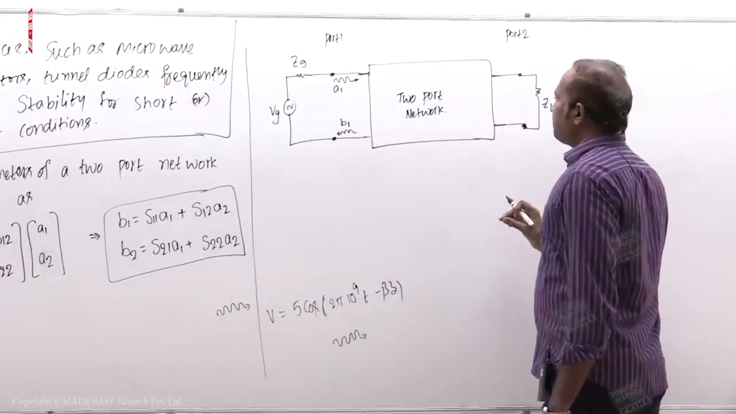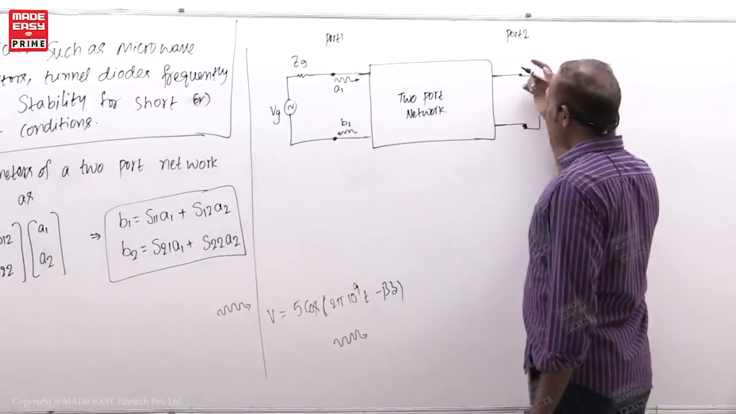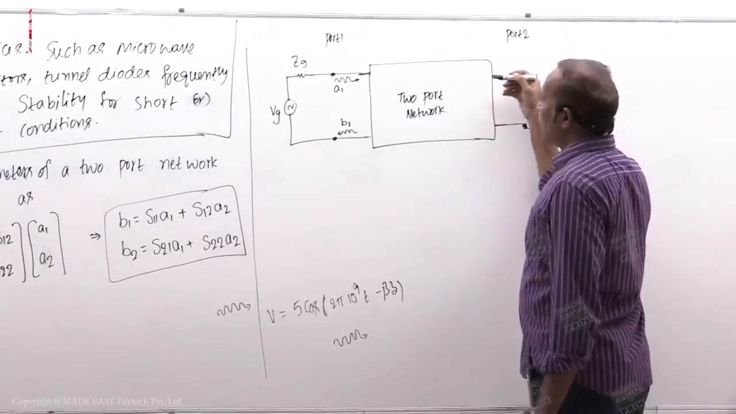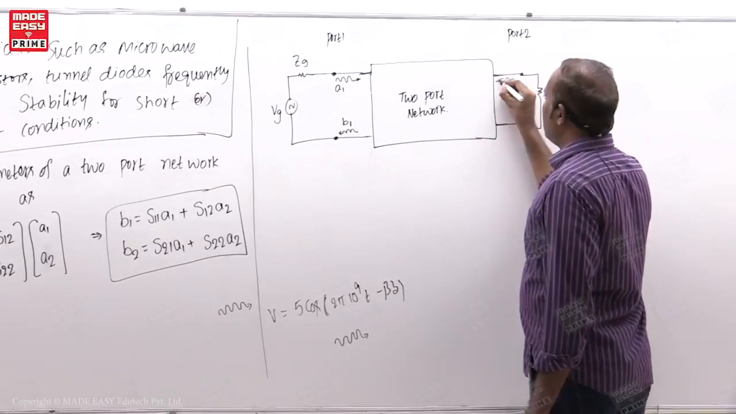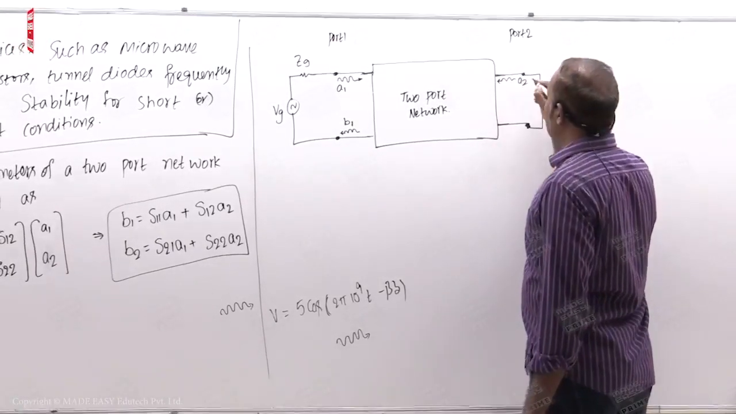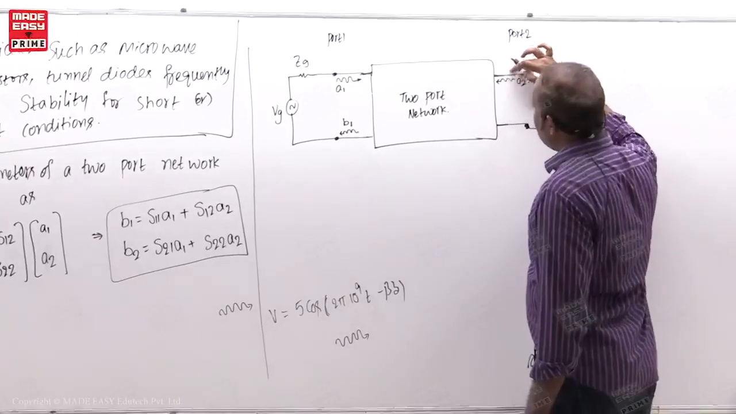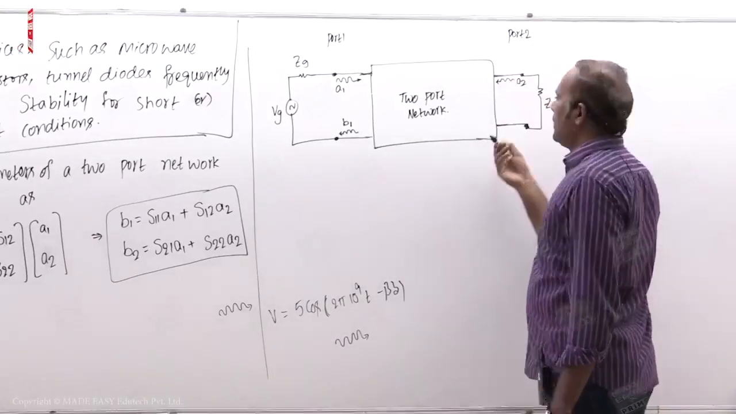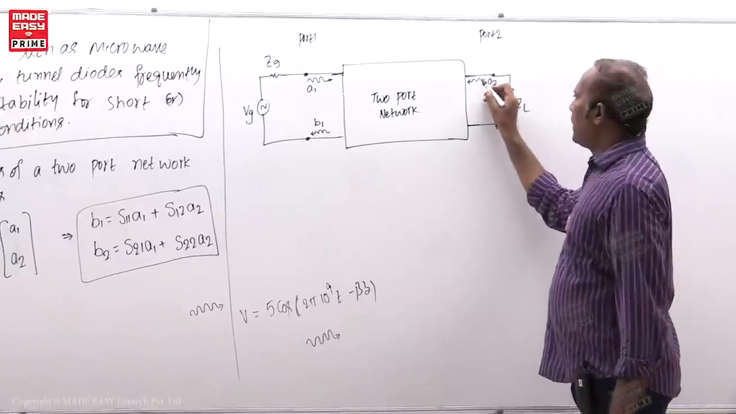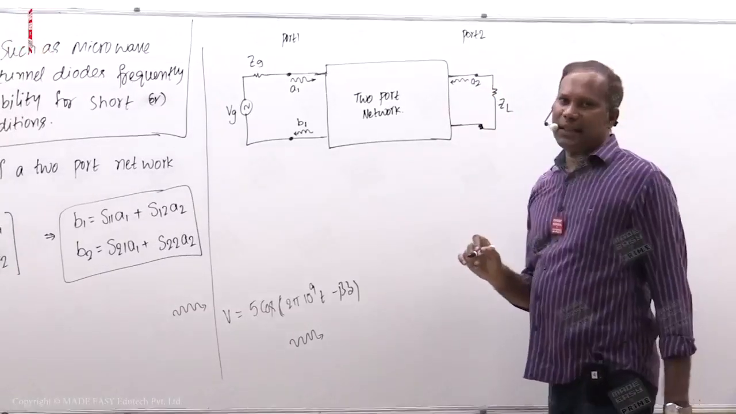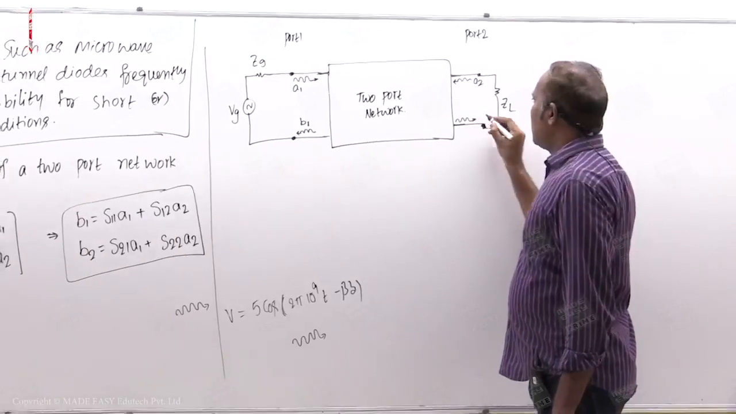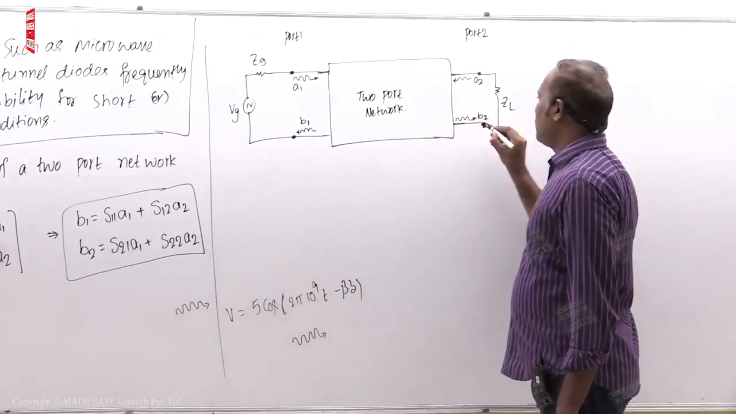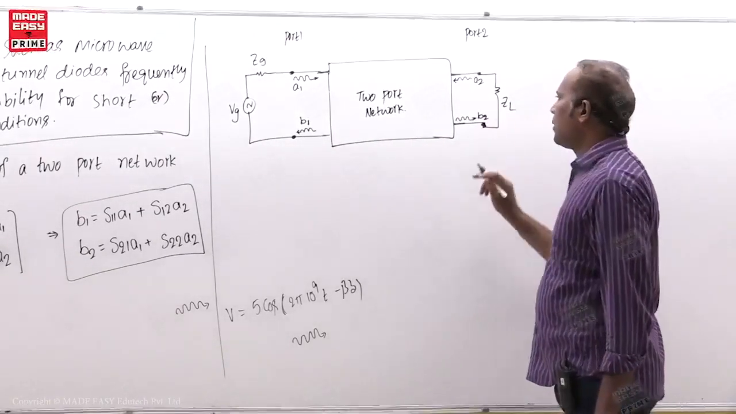Similarly, whatever signal comes into port 2, that is incident on port 2, and it is called A2 here. Sometimes you can show this here also, it doesn't matter, you show it here or here, same thing. This symbol means a high frequency signal. Now whatever comes out is called B2, the reflected signal at port 2.